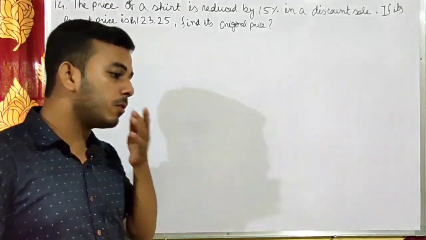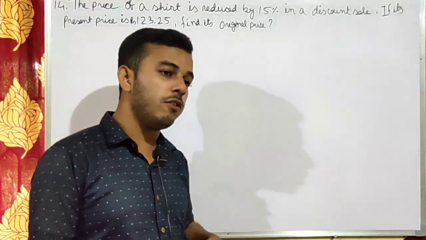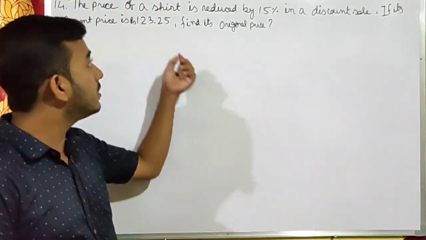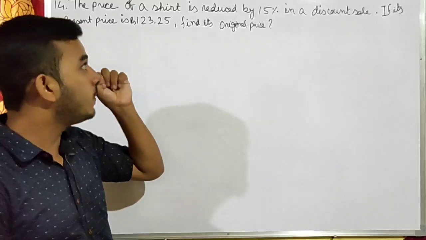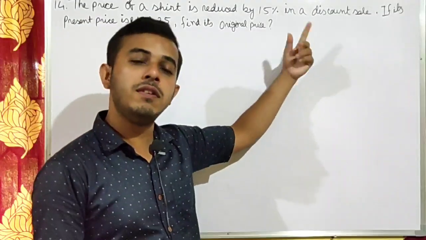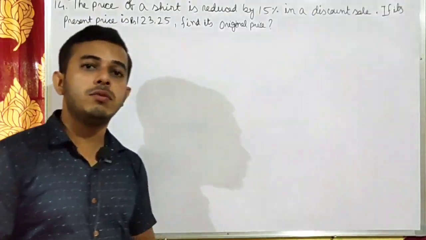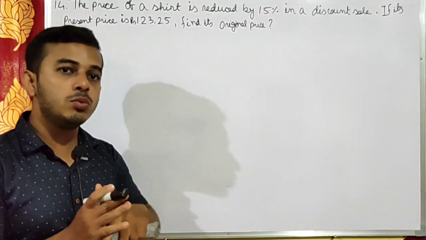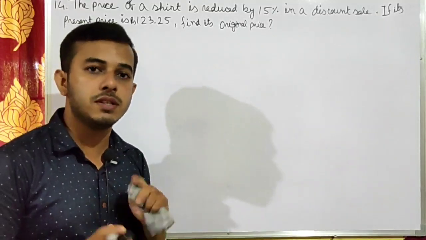For example, consider the price of this shirt is rupees 123.25 after the discount of 15%. Now we have to find the original price, that is, without discount. What was its price? Clear?